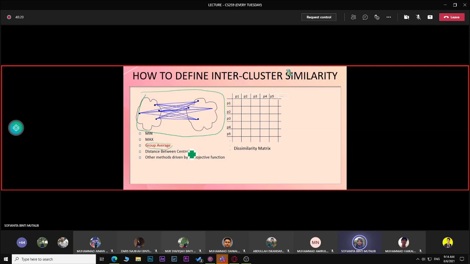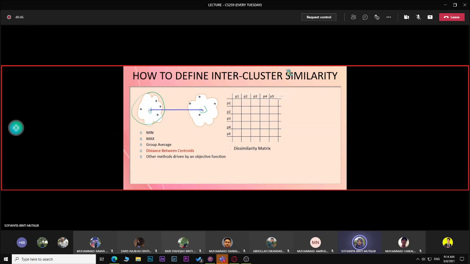Okay, and how about the centroid? Ini replicate is like the one we have done before, which is looking at the centroid. So that here, we need to get the centroid of the cluster, and we compare the distance of centroid 1 and centroid 2. Okay, right? And it could be another functions as well here.